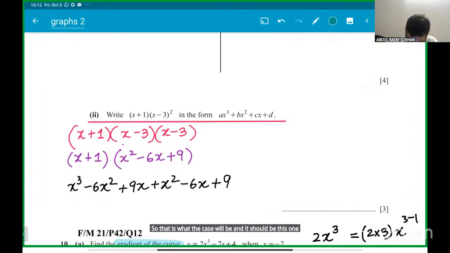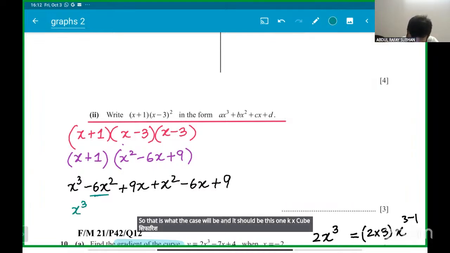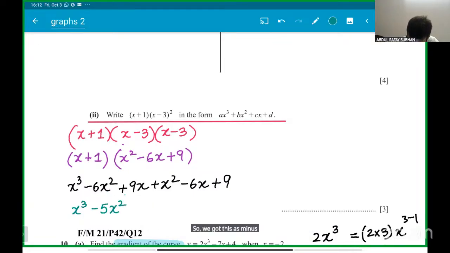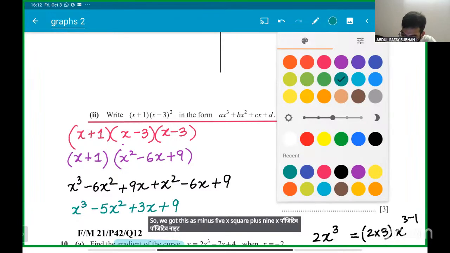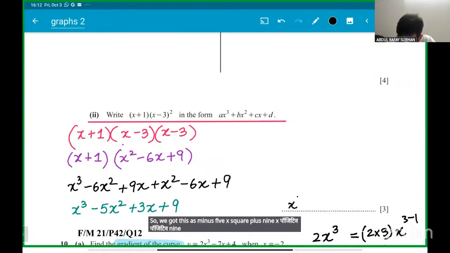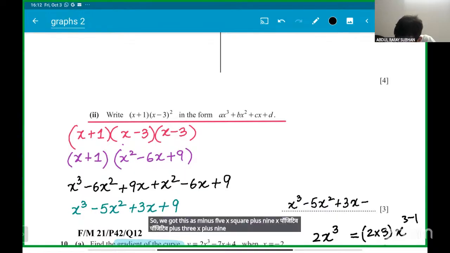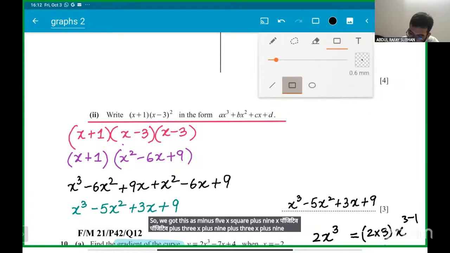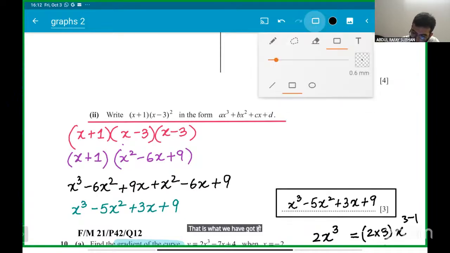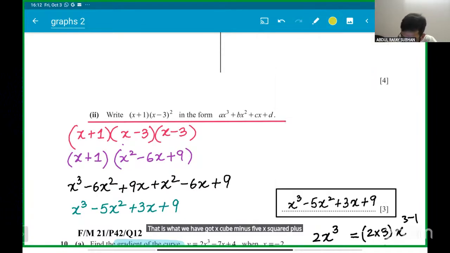Okay, x³ simplified further: -6x² + x² gives -5x², then +9x - 6x is positive 3x, and positive 9. So we got x³ - 5x² + 3x + 9. That is what we have got: x³ - 5x² + 3x + 9.